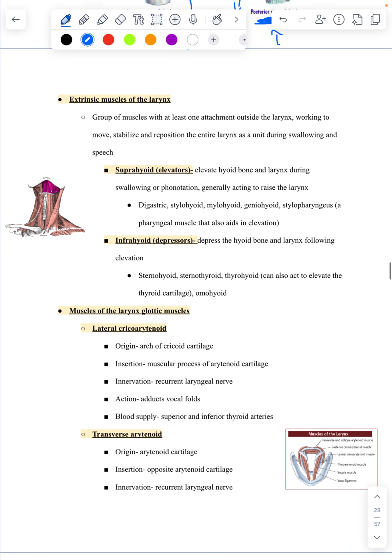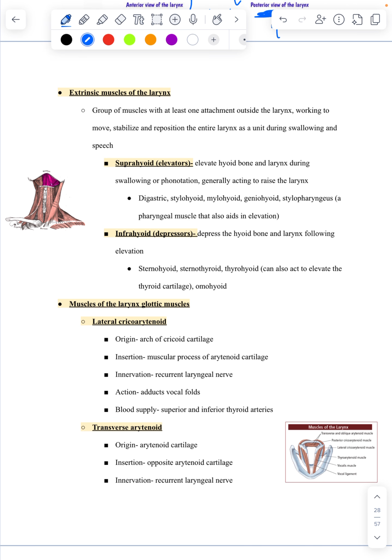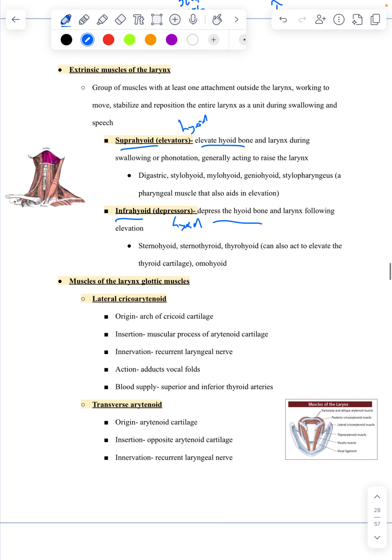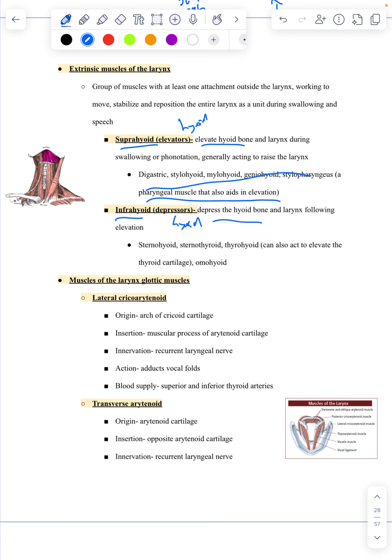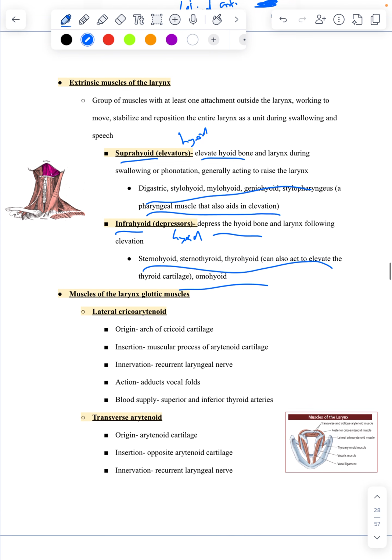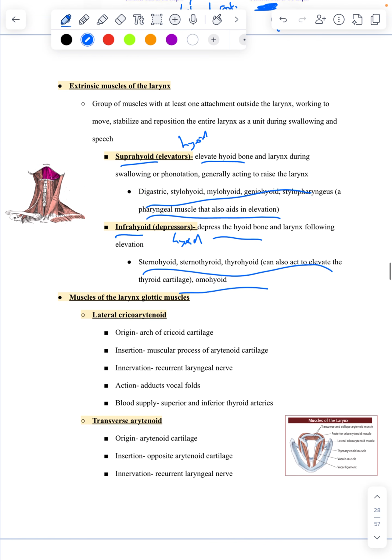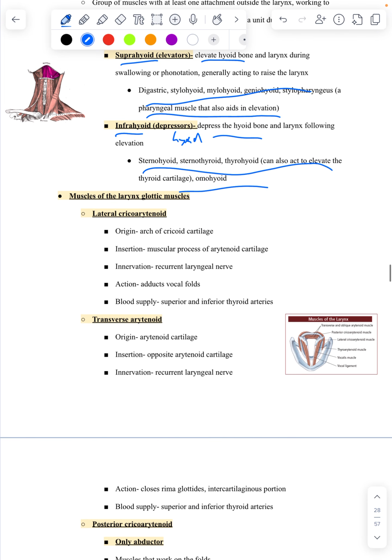Now, extrinsic muscles of the larynx. This was lab stuff. We've talked about this so many times. You have the suprahyoid, which elevate the hyoid. Infrahyoid, which depress the hyoid. And then all the different muscles that we talked about. I think by now we have this stuff down.